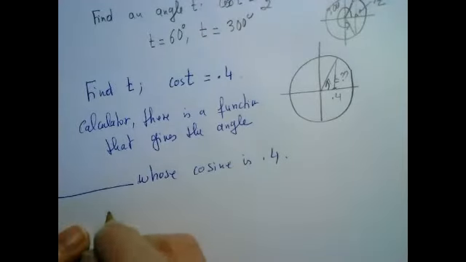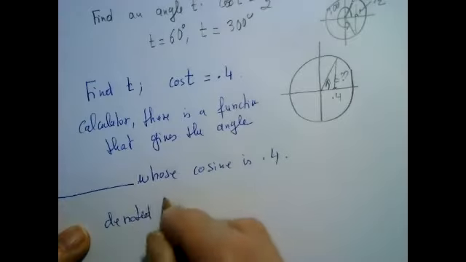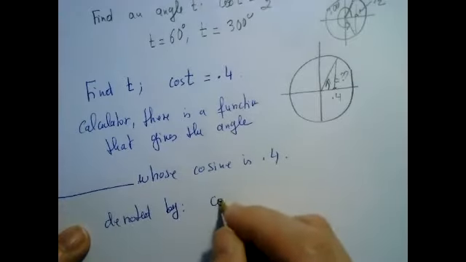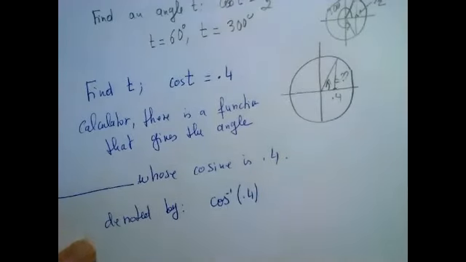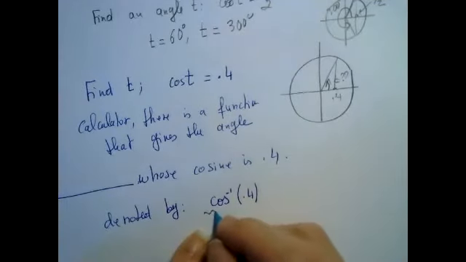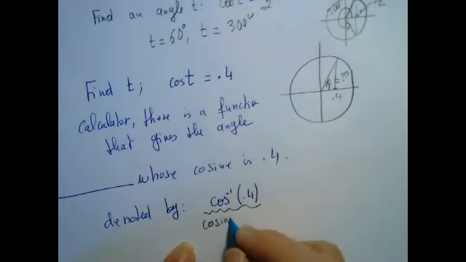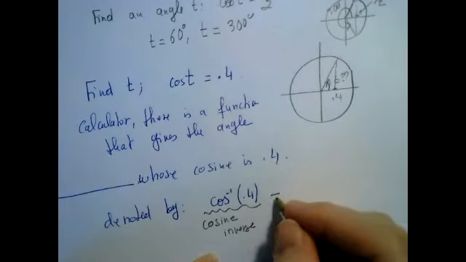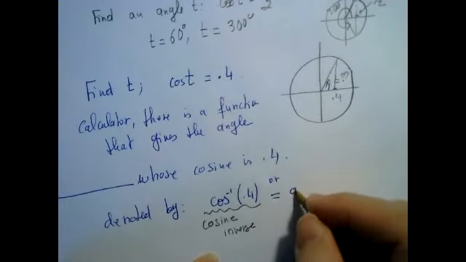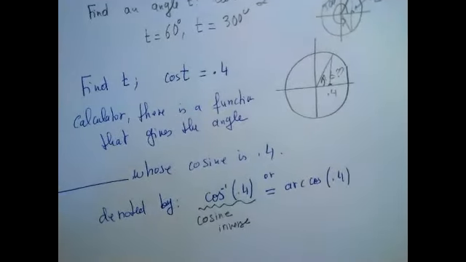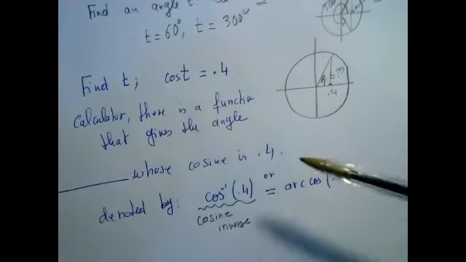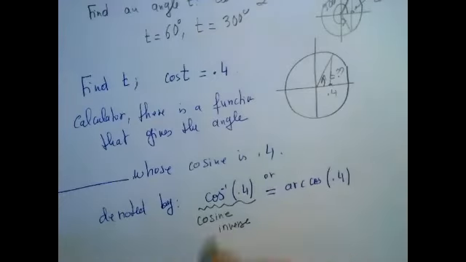This function is denoted by cosine inverse of 0.4. So there is a function called cosine inverse. We call it cosine inverse, or sometimes it's called arc cosine of 0.4. So there is a function called cosine inverse or arc cosine, which will give me this angle.